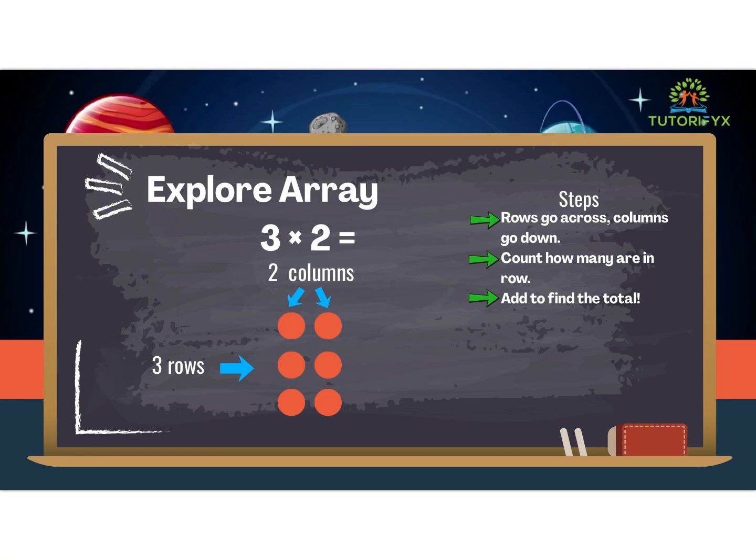With the array strategy, it's very important to know the difference between rows and columns. Those are two major things that are important to know the order of when you're multiplying.